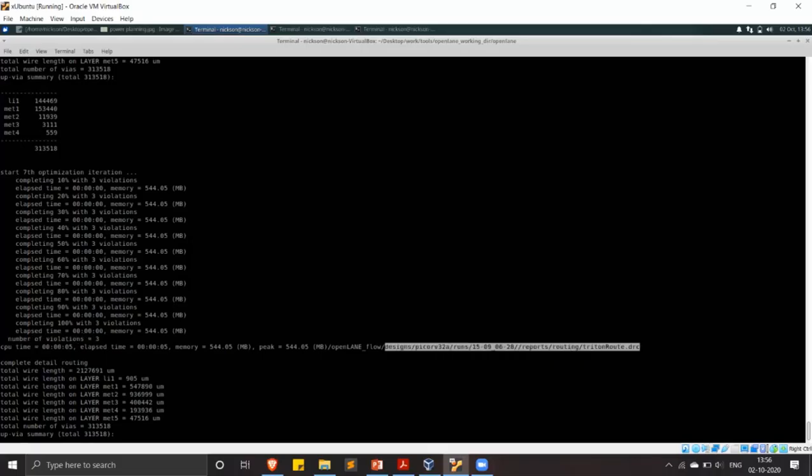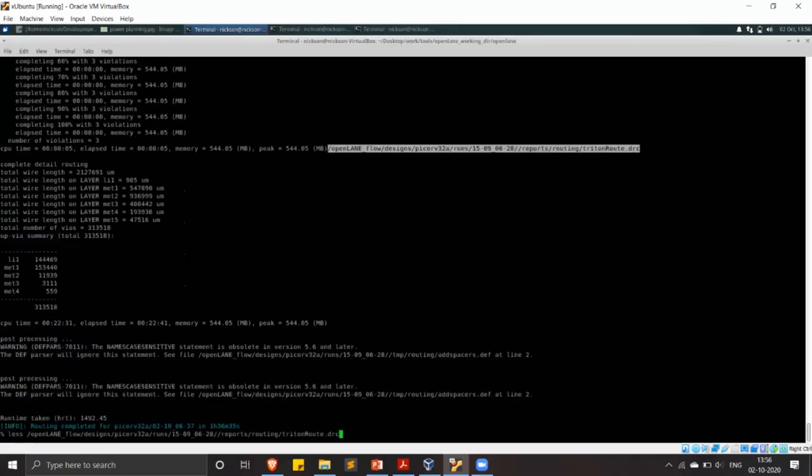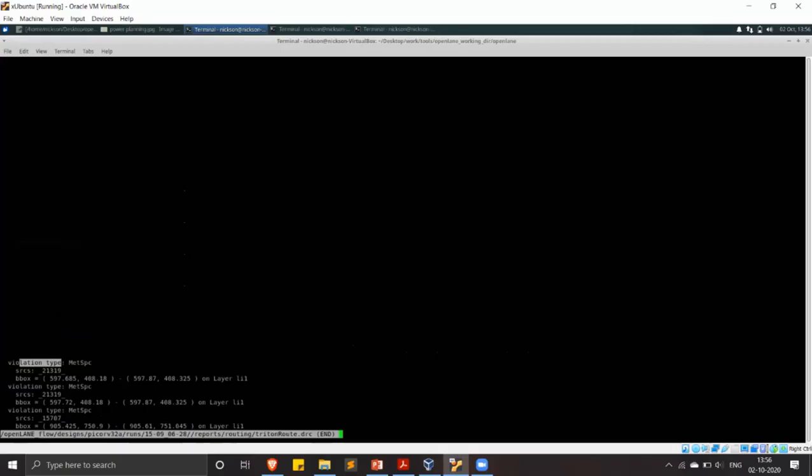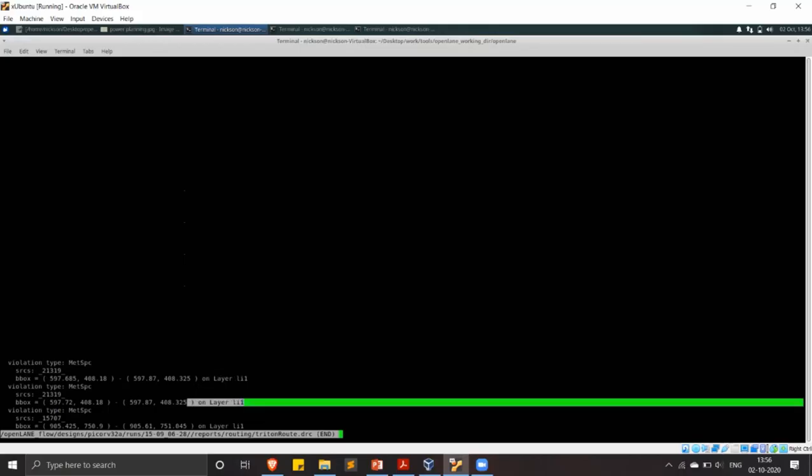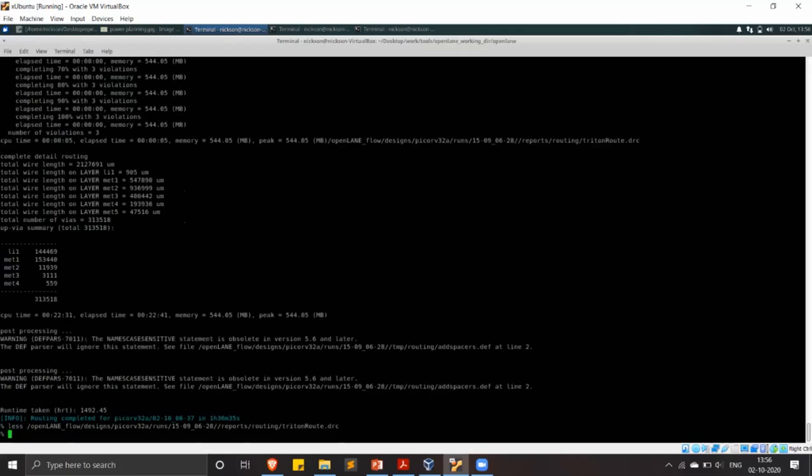So we would have to correct these violations manually. Where do you find the violations? This is here inside this DRC. So if you do a less of this DRC file, you can see what the violations are. So we have 3 violations which are related to metal spacing, and it is on the layer li1. So we need to modify this manually to get rid of the violations, so that when you do a DRC, the number of violations is 0. Now, if you check the DRCs, it will be 3.